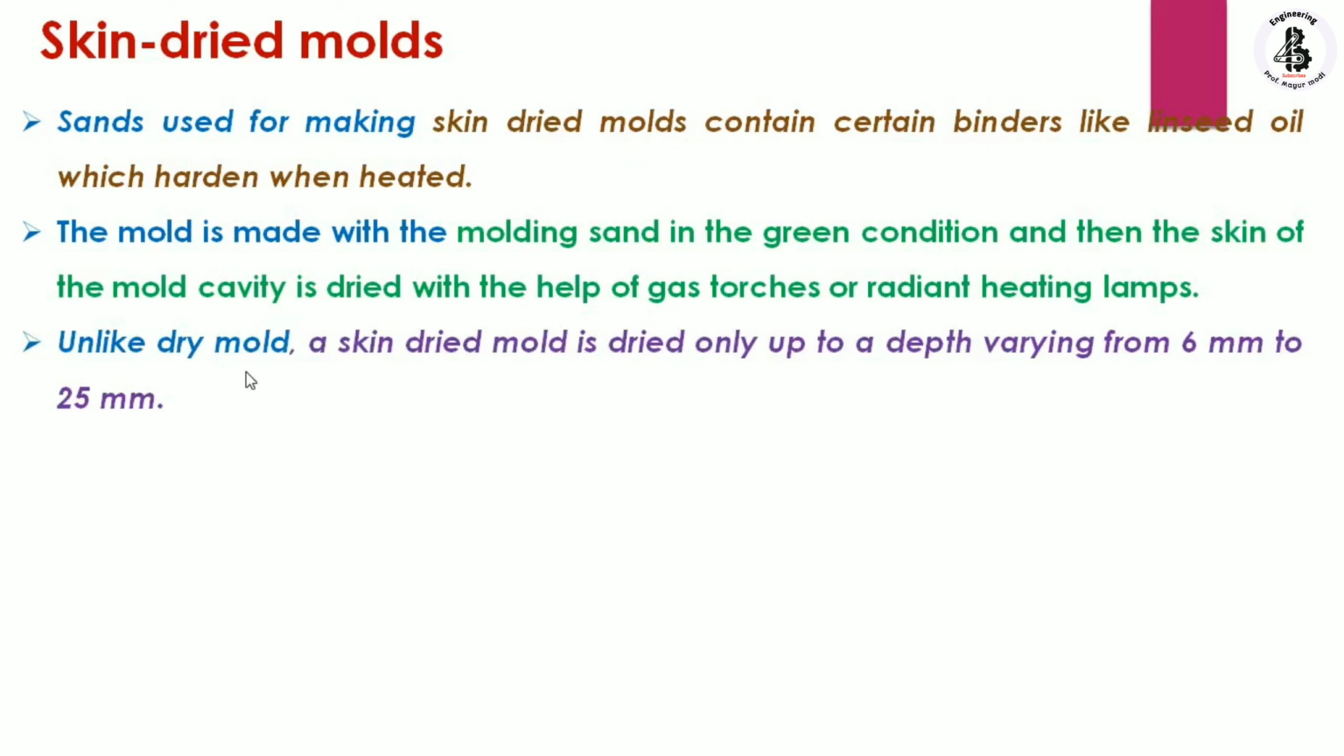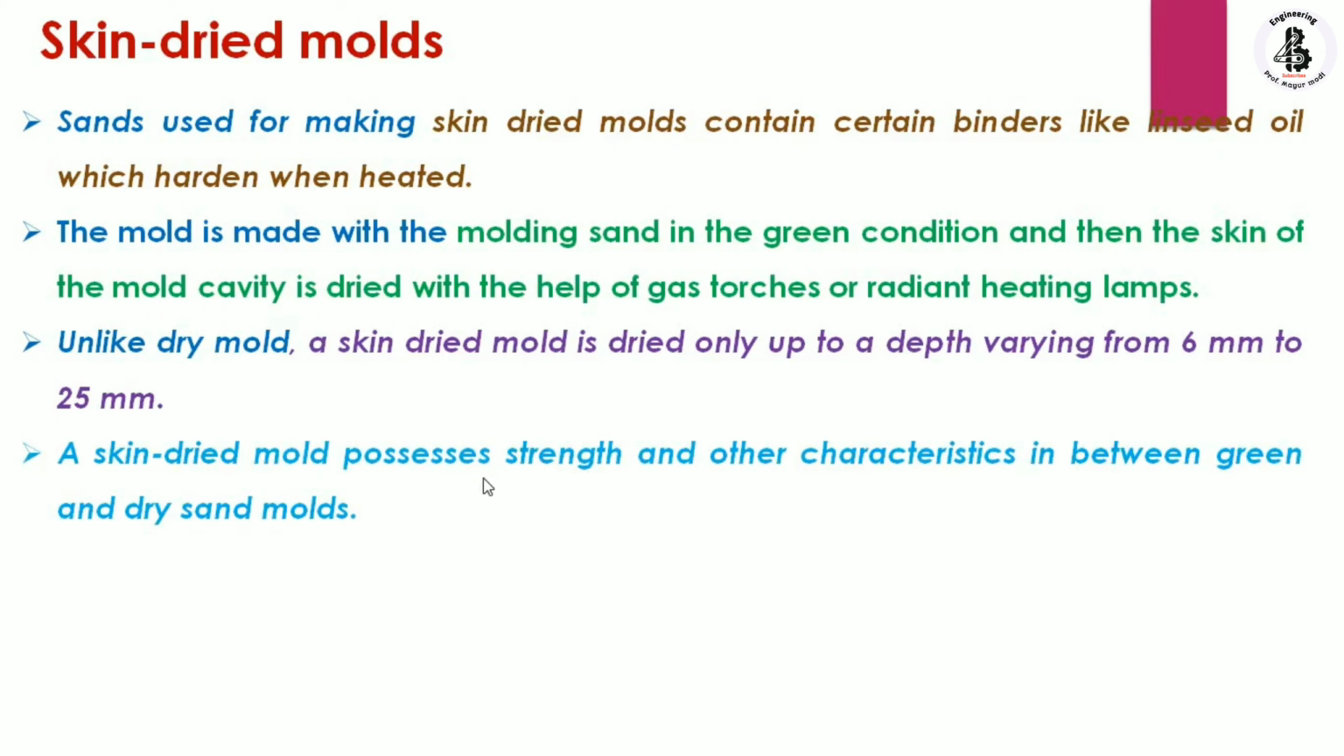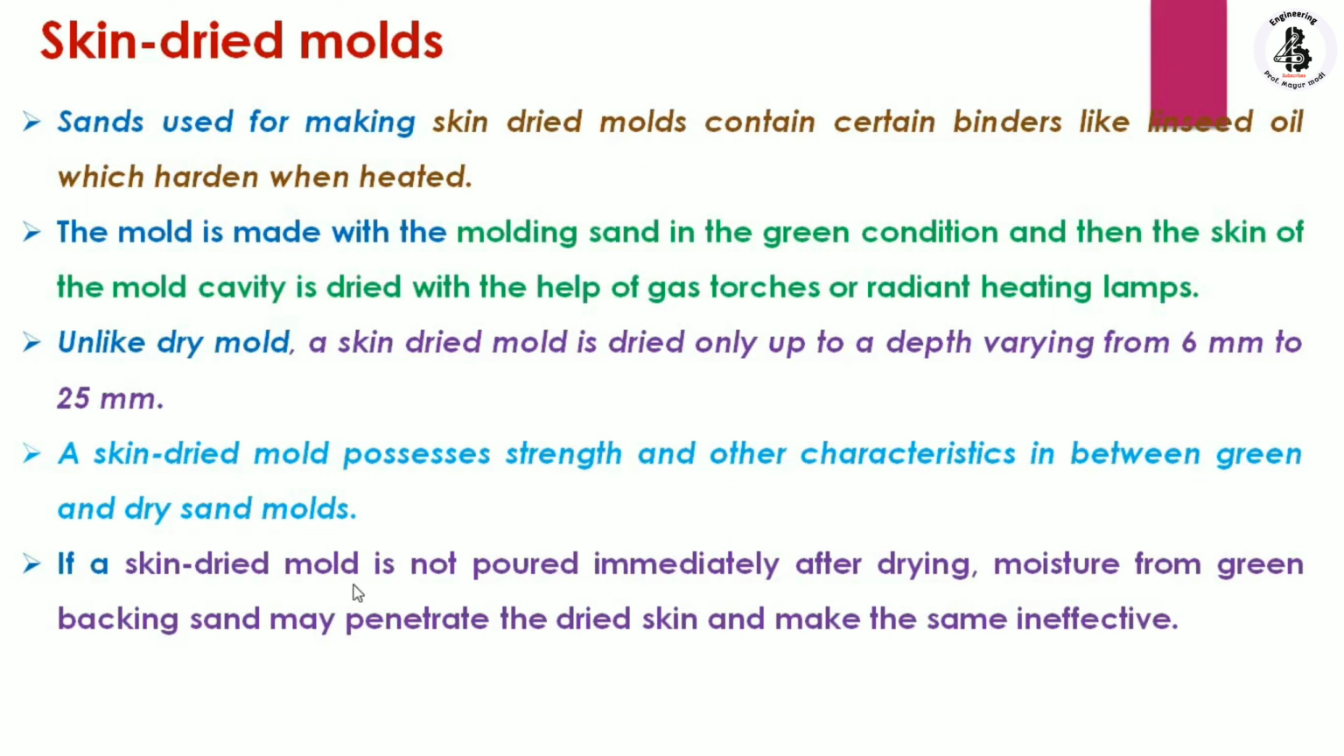Unlike a dry mold, a skin dried mold is dried only up to a depth varying from 6 mm to 25 mm. A skin dried mold possesses strength and other characteristics in between green and dry sand molds. So those will be the intermediate properties between green sands as well as dry sands. If a skin dried mold is not poured immediately after the drying, the moisture from the green backing sand may penetrate the dry skin and make it ineffective.